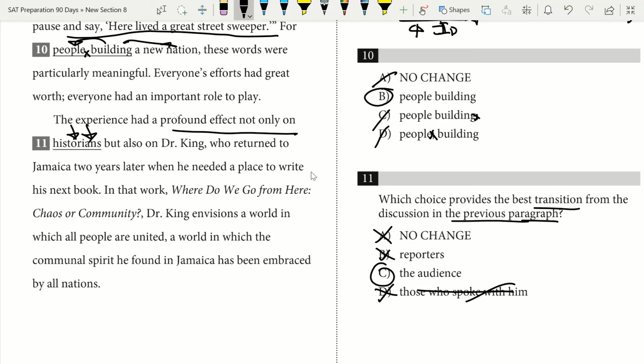Not those who spoke with him, because there are people who didn't speak with him in the audience who just heard him, and they also received that impact. So 11 is going to have to be C. Okay, at this point, why would I read any of this? I wouldn't, because I'm not getting any points for it, so I skip that.